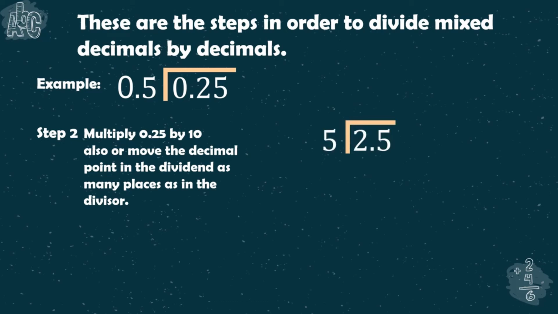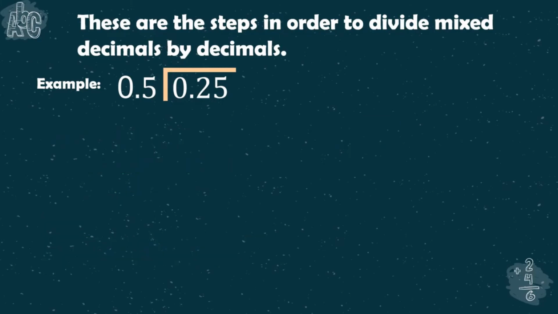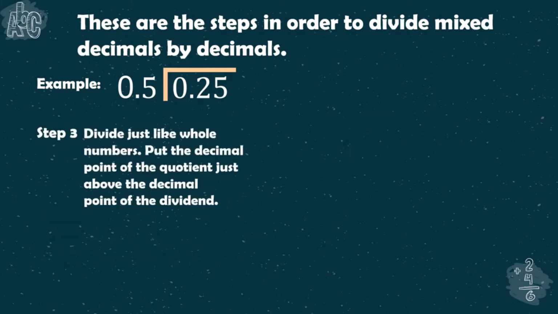So since we move the decimal point in the divisor once, therefore we are also going to move the decimal point in the dividend once to get 2.5 divided by 5. Note, what we do with the divisor, we do the same to the dividend. Step number 3 is to divide just like whole numbers. Put the decimal point of the quotient, or the answer for division, just above the decimal point in the dividend.